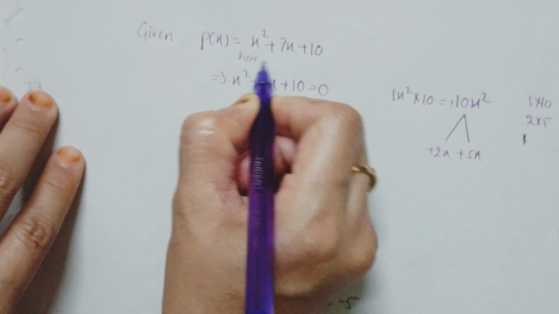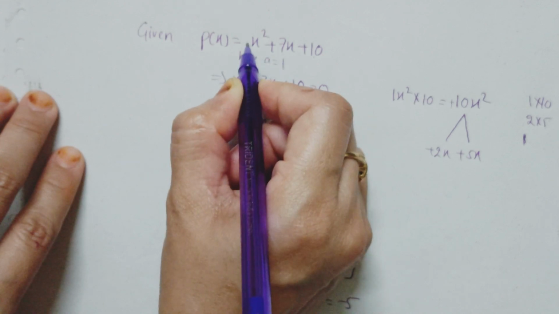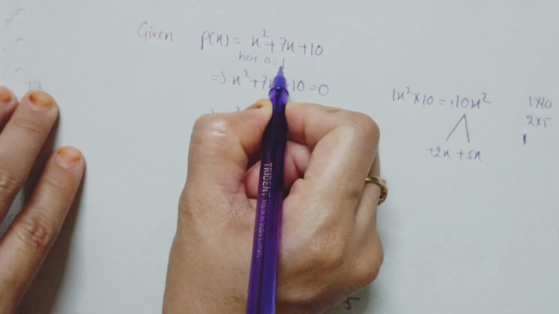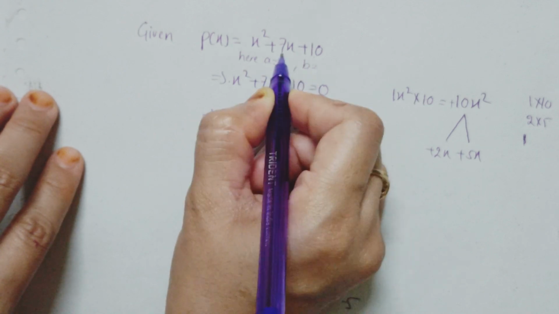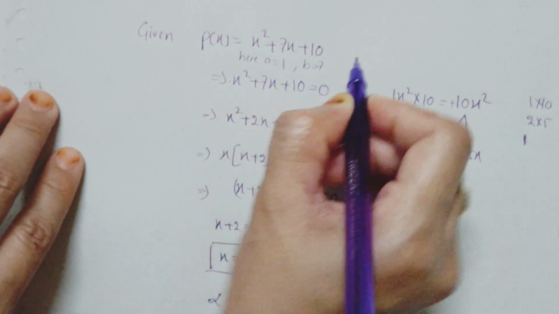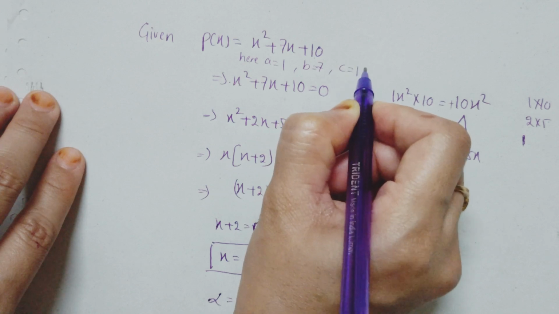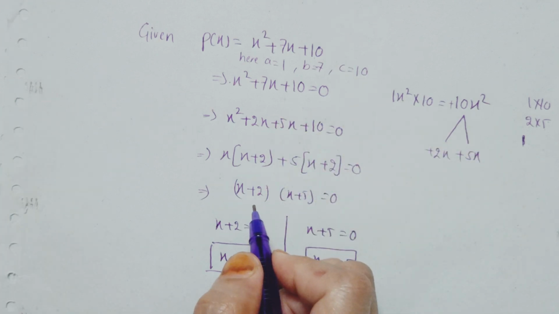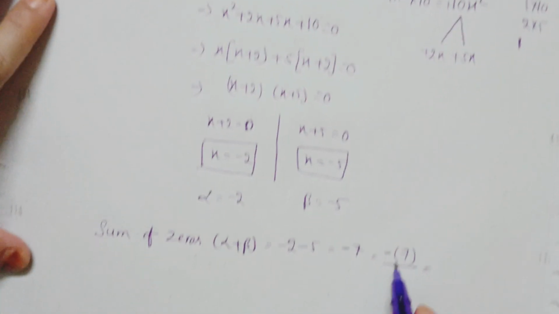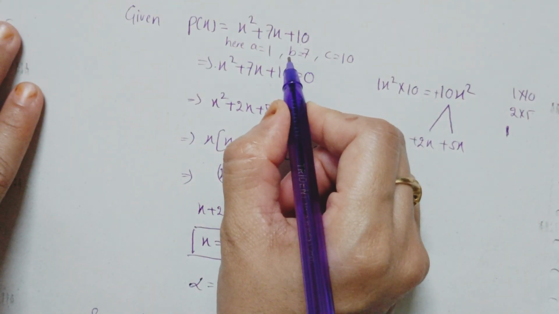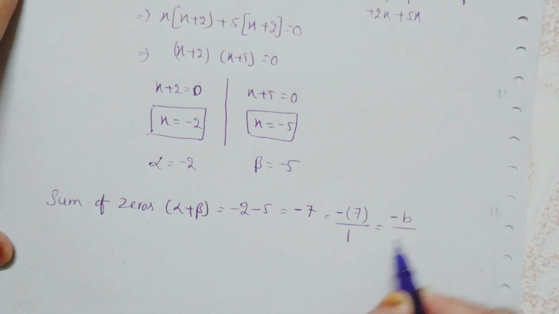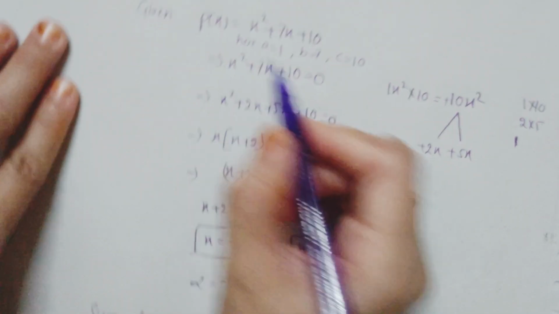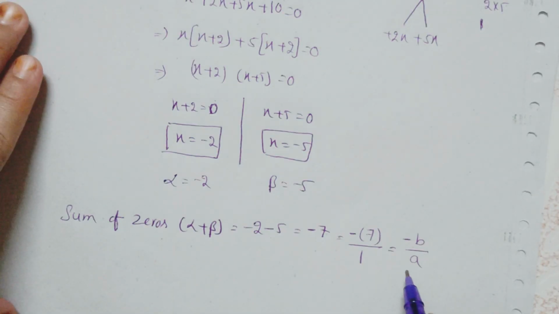Here a equal to 1, nothing is there, means 1. 1 into x square, 1 x square, that is what a equal to 1. And in the place of b we have 7 and in the place of c we have 10. So in the place of 7 I can write it as b. So minus b divided by a, here 1 means a, minus b by a.